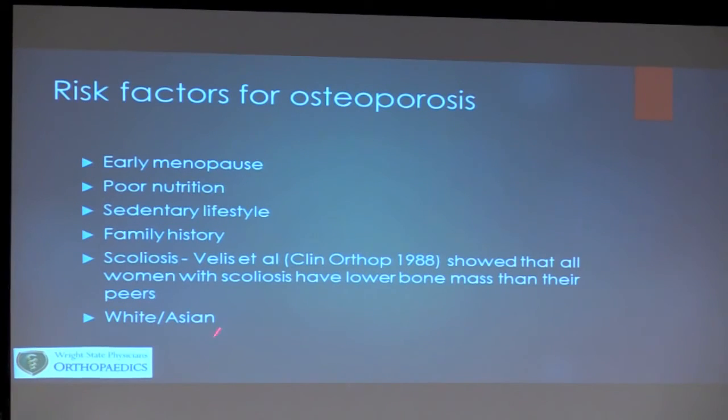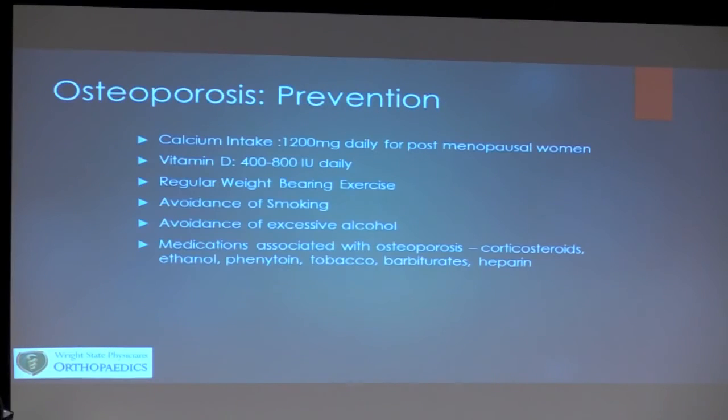Those are risk factors. Family history, sedentary lifestyle, we encourage exercise, poor nutrition. The poor nutrition is simply that you don't take in enough. It's important to have the calcium and vitamin D. You do have calcium coming in through dairy products, but that may need to be supplemented as well. If you have poor nutrition, you won't be getting enough, and that will lead to loss of bone mass. Scoliosis, women with scoliosis are at risk for developing osteoporosis. Prevention, once again, weight-bearing exercise, aerobic exercise, vitamin D, calcium.